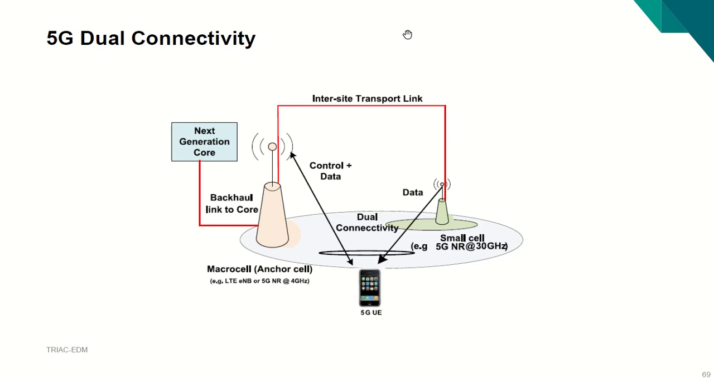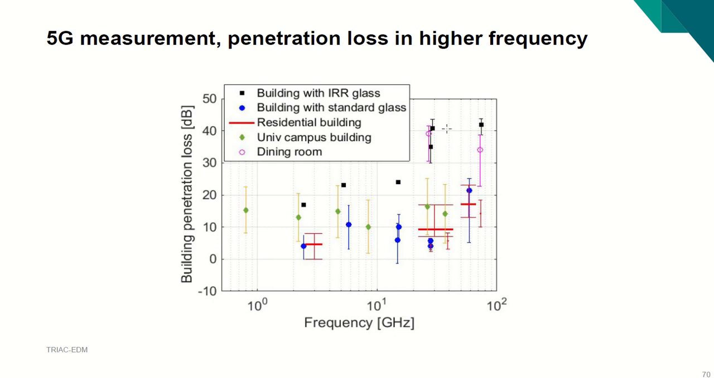Okay, in our last session, we explained the dual connectivity issues, where your 5G UE connects with your macro cell and also the small cell simultaneously to improve the data rate. So that's probably the major architecture in this 5G network. Okay, so the next thing is the 5G measurement, penetration loss in higher frequency.